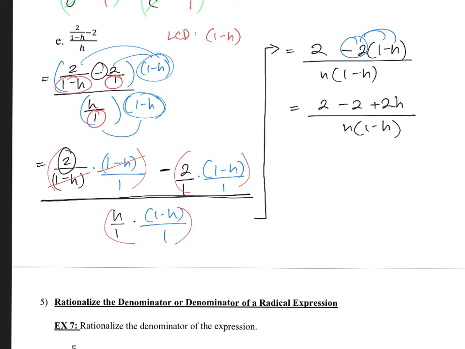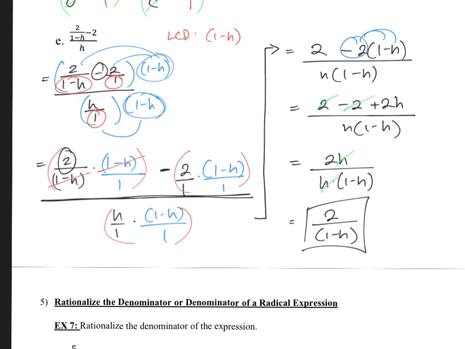Simplifying the top, the 2's cancel each other out. And we're just left with 2h over h times 1 minus h. As usual, I ask myself, can I cancel anything? Can I simplify? The answer is yes. We have those 2 h's. Canceling out those h's, we're left with 2 over 1 minus h. And we are done.